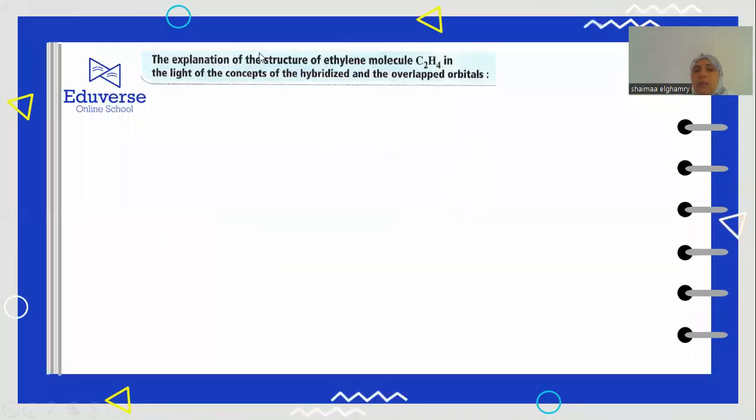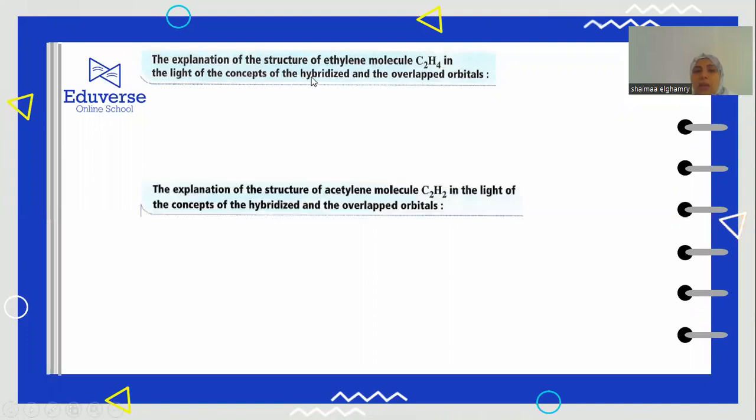The explanation of the structure of the ethylene molecule. Ethylene molecule, C2H4. C2H4 means we have 2 carbon atoms bonded with 4 hydrogen. So I'm going to distribute hydrogen. Here 1 hydrogen, here 1 hydrogen, here 1 hydrogen, and here 1 hydrogen. So carbon needs to complete what? 4 bonds. So it forms a double bond between the carbon-carbon atoms.